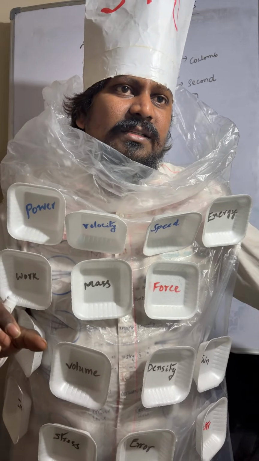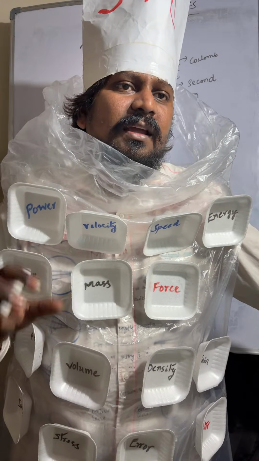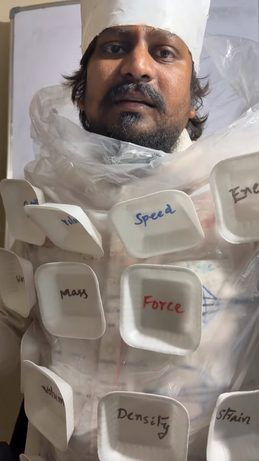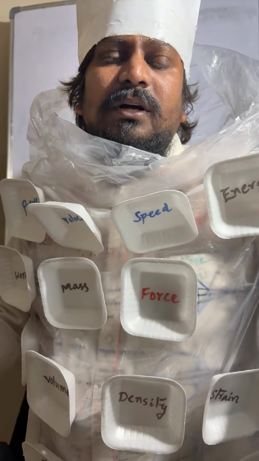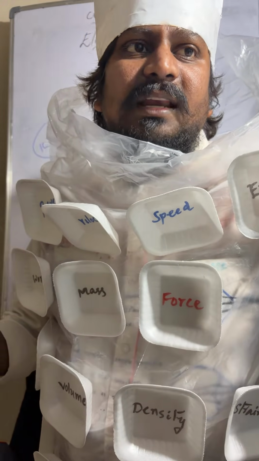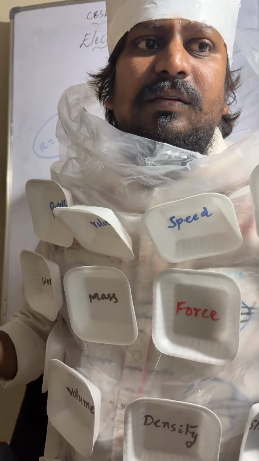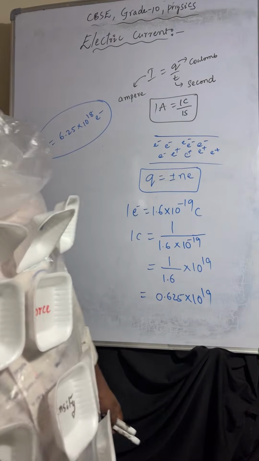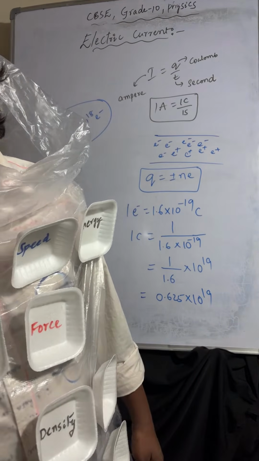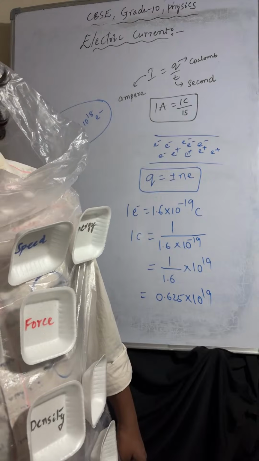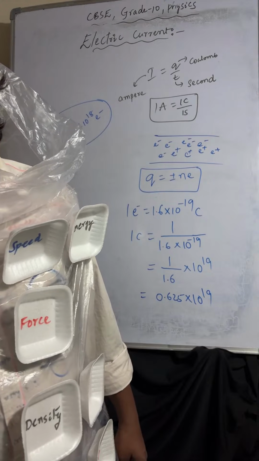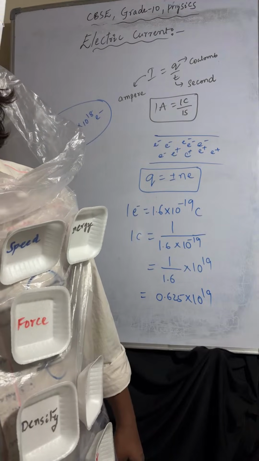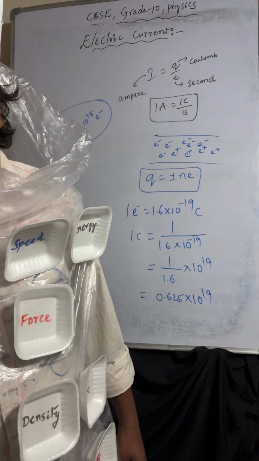Understood? Yes. So that's why I am taking I equal to Q by T. Now Q equal to Ne. Q is nothing but quantization of charge, that is plus or minus Ne. N is the number of electrons.